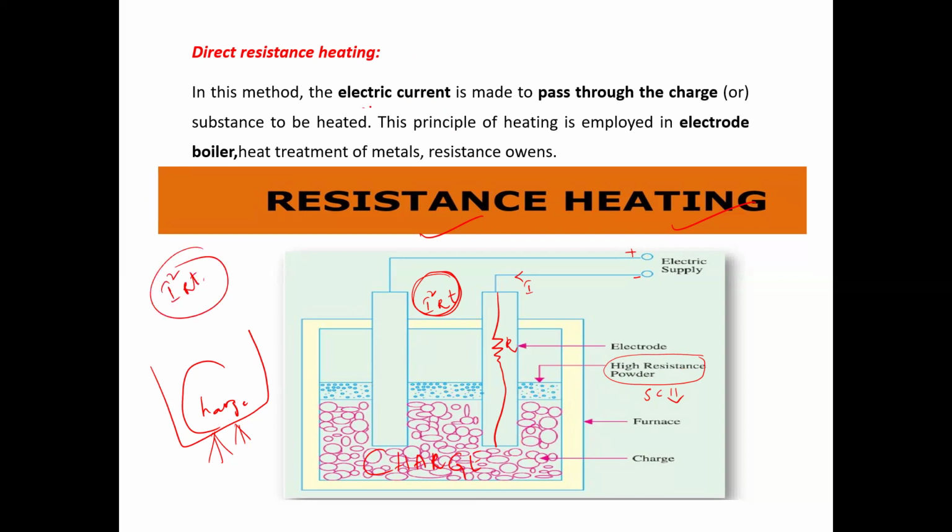In this method, electric current is made to pass through the charge or the substance to be heated. This principle is employed in which type of thing? Electrode boilers. And also heat treatment of metals, resistance ovens, everything we can heat. Just supply has to be given, and we can have some I squared R T here. With the help of that, I can heat this particular charge. This type of heating may be called direct resistance heating.